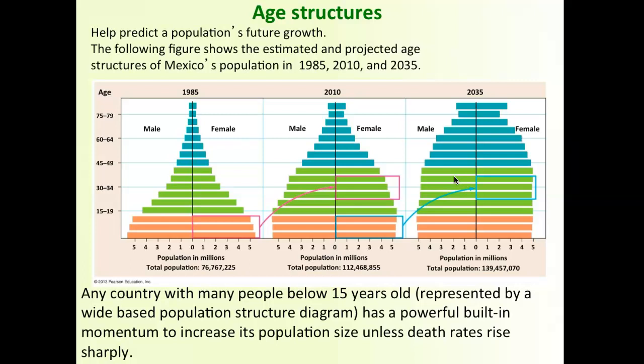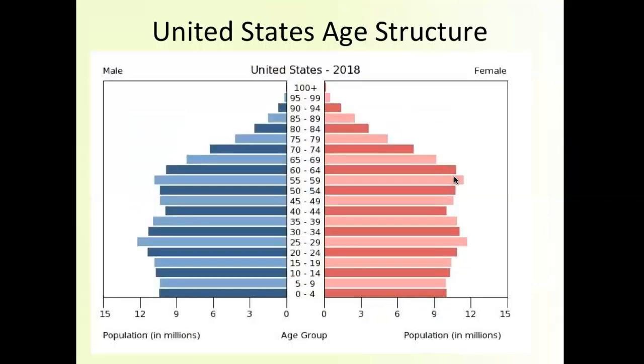So let's take a look at some other age structures. So this is the United States age structure from 2018. So we can see that we have a little bit fewer of our younger, pre-reproductive years. Most of the population is in their reproductive years, and then we have a smaller amount of the elderly.